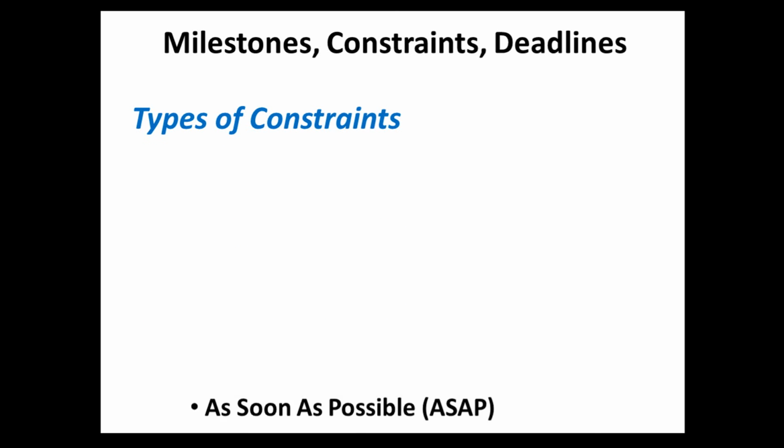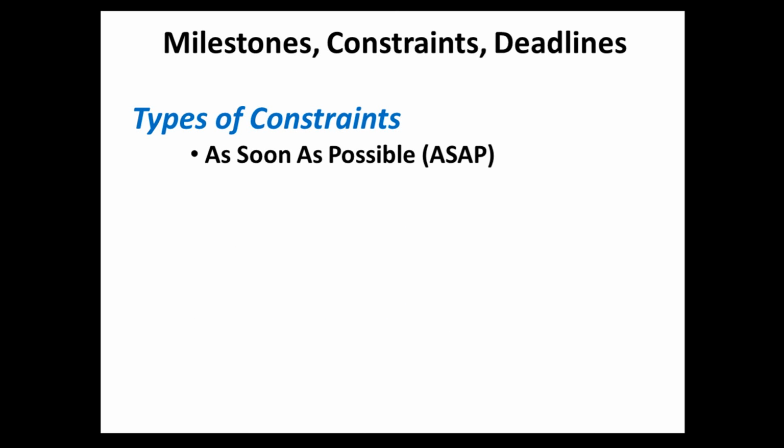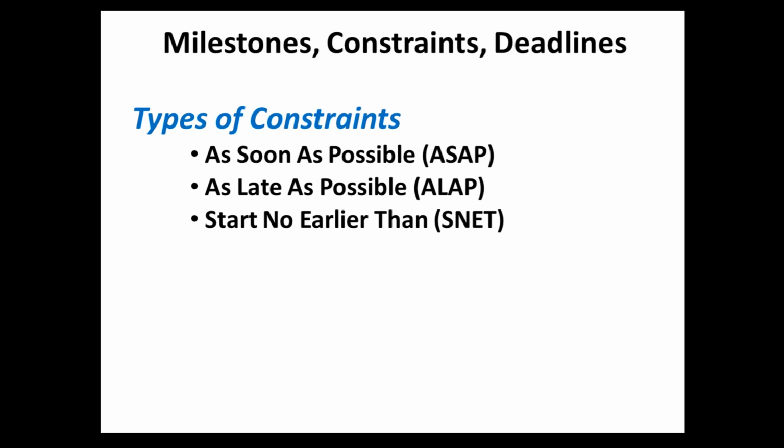Right, let's have a look at these task constraints. The first one, as soon as possible, or ASAP, means that this task needs to be done or completed as soon as we can. As late as possible means that we need to schedule a task to begin as late as possible. When we do this, MS Project schedules a task with the constraint from the finish date of the project or task. Start no earlier than schedules a task to start on or after a specific date that we have set.